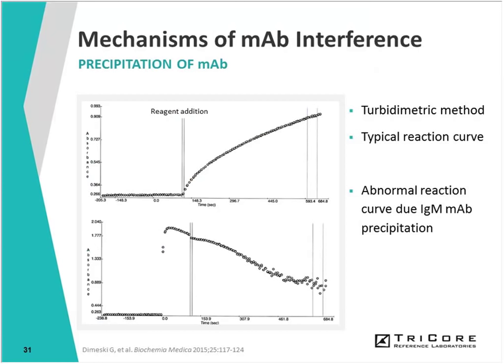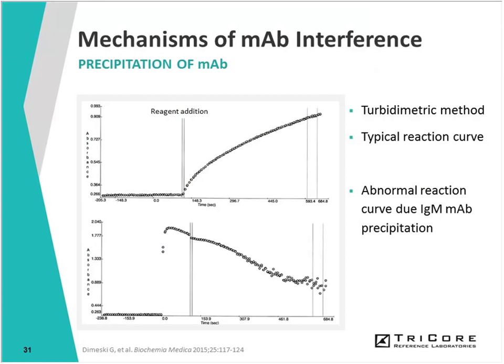Monoclonal antibodies most commonly cause interference because they can precipitate in chemical reactions. So here we see interference in a turbidimetric assay for gentamicin. The top panel represents a typical normal reaction with turbidity increasing over time once the reagent is added and immune complexes form as a function of the drug concentration. And you can see that the reaction curve shows an expected positive slope.